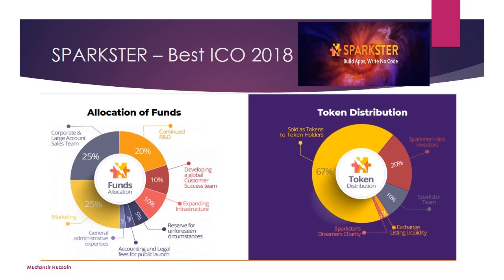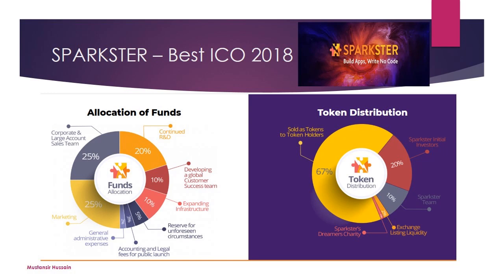Okay, so what we can see here is that 67% of the tokens are going to the token holders, and then 20% will go to the initial investors, 10% to the team, and then 2% for the exchanges. That's very good. And then there's 1% for Dreamers charity.